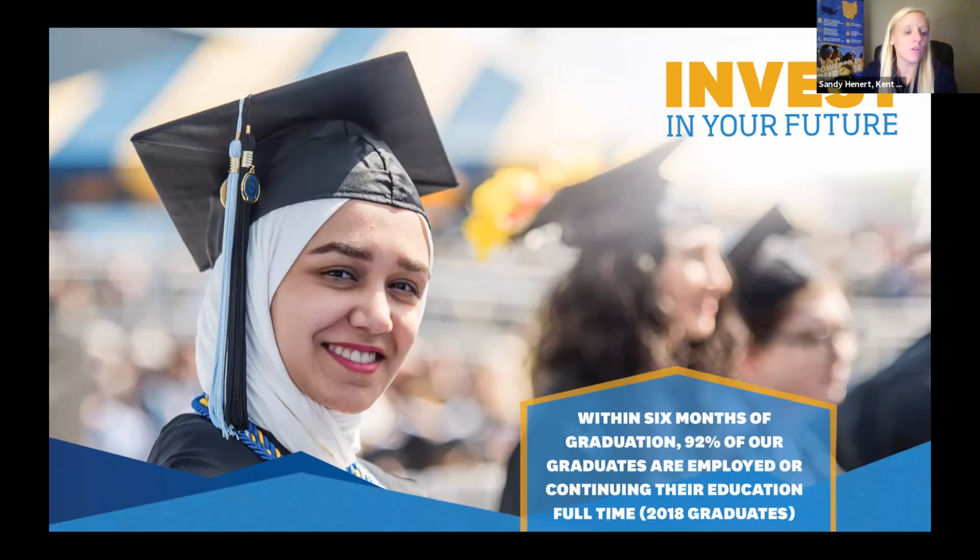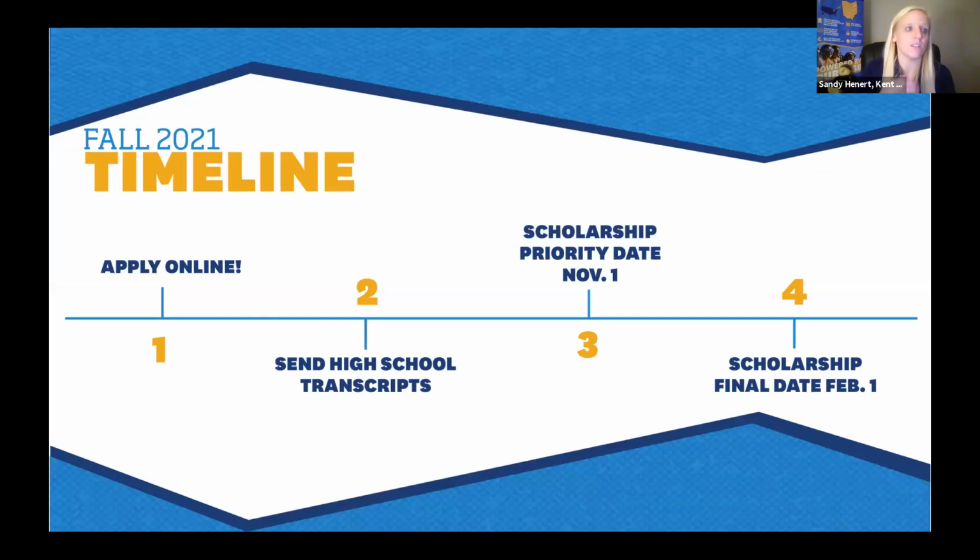So Kent State, I keep saying it, I feel like a broken record, but we definitely want you to get a job. We want to help you with all of this. Within 6 months of graduation, 92% of our graduates are employed or continuing their education full time. So there's a lot of opportunity here at Kent State University. And again, our goal is to help you graduate and get your dream job.